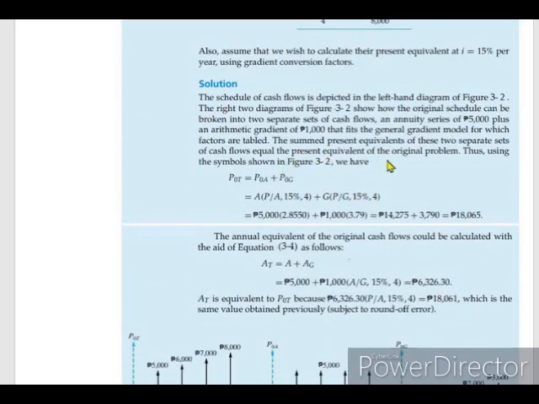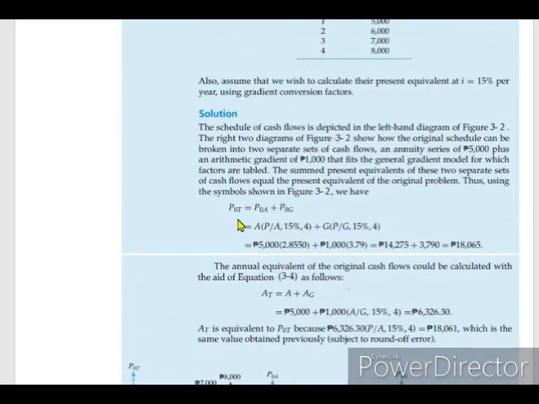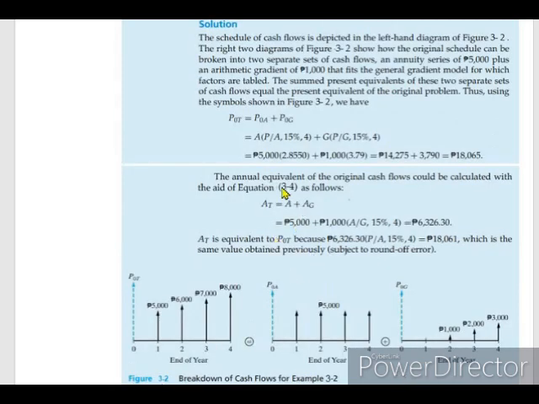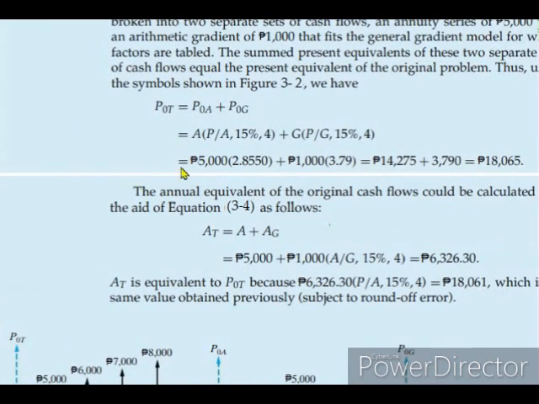So, the sum of the present equivalents of these two separate sets of cash flows is equal to the present equivalent of the original problem. Thus, using the symbols shown in figure 3-2, we have P sub 0T, in total, is equal to P sub 0A plus P sub 0G. For the formula used, let's zoom in: the first is finding P given A.